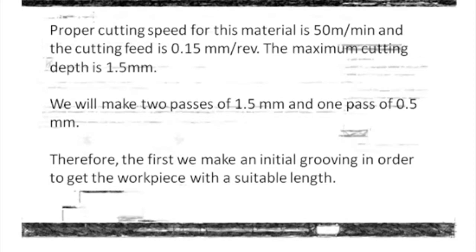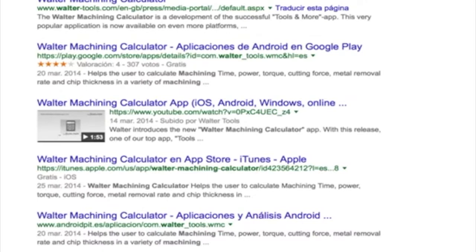Therefore, the first operation we are going to make is an initial grooving in order to get the workpiece in the correct length. When the exercise is defined, we start the software. To find it quickly, just write on the search tool Welter machining calculator.